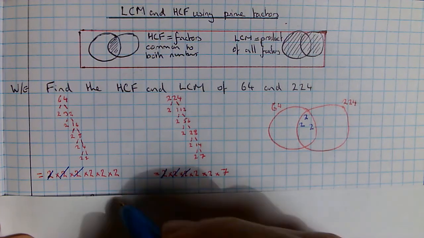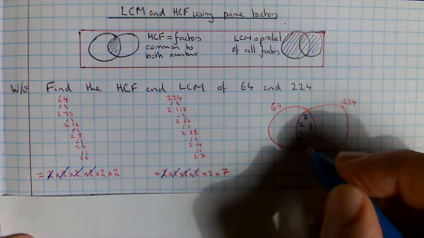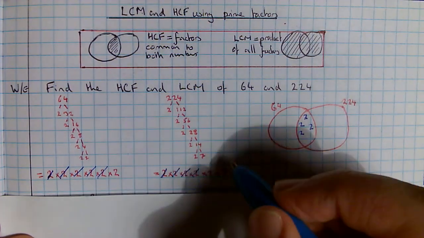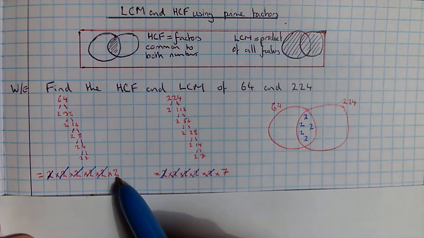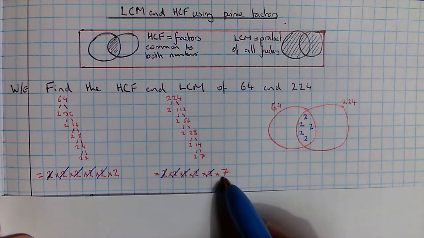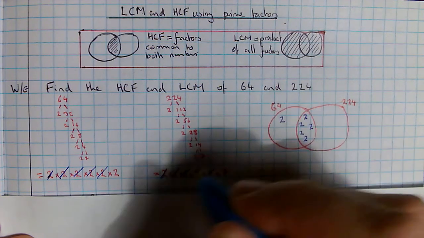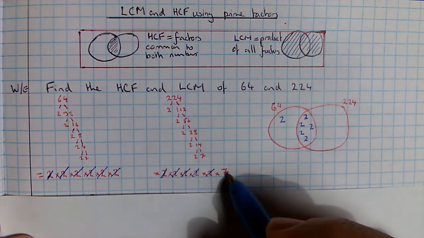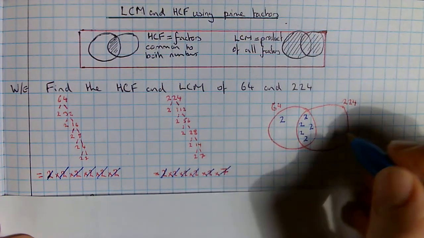Can I put another 2 in? Yes, I can. There's the next 2, goes in the middle. The next 2 goes in the middle. Now, I've got 2 left over here, but there's no matching 2 over here. So this 2 is going to just have to go into the 64 circle. That's been dealt with. And this 7 is going to just have to go into the 224 section.